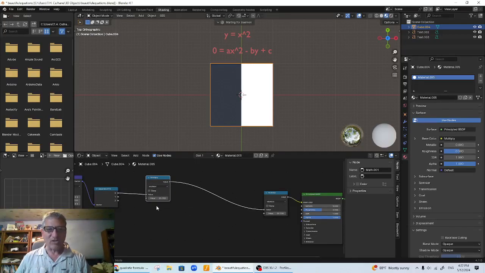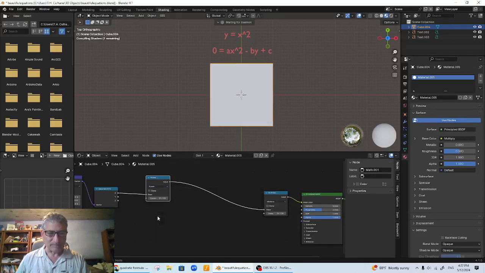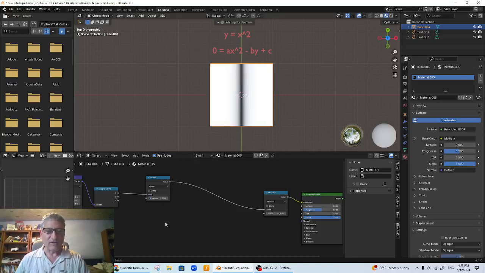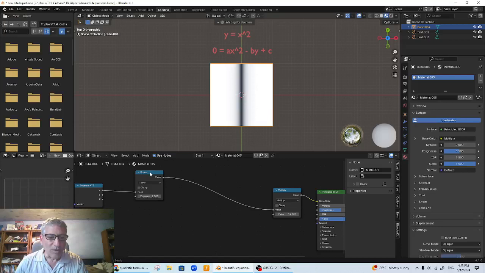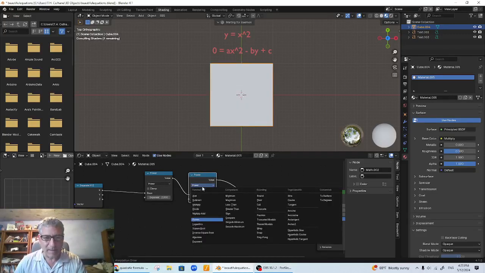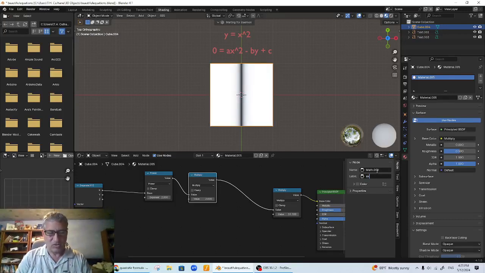So we'll take this and we will go to power. There's power. And that x is going to be squared. There it is, our x is squared. Now that our x is squared, we are going to multiply it. It needs an a in there. So I can take the x squared, duplicate that math node, change it from power to multiply, and change the label to ax squared.